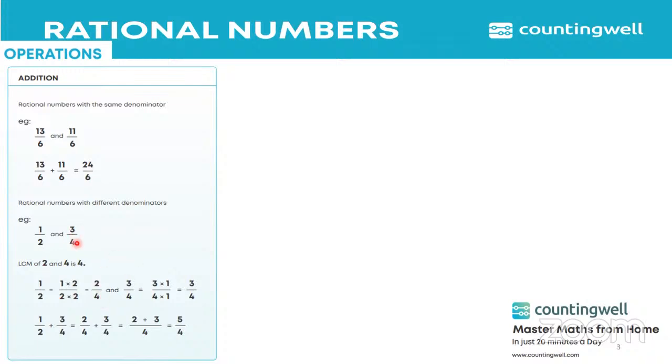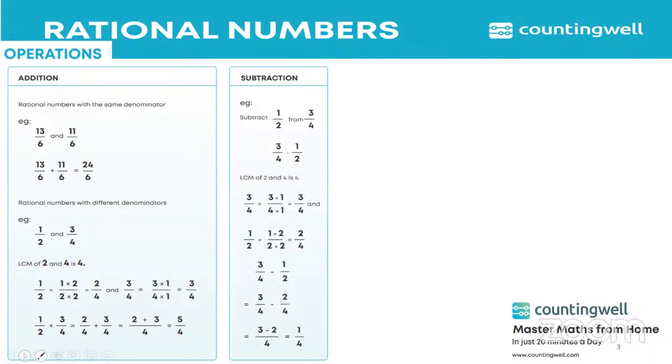Similarly, for the second rational number, which is 3 by 4, we have already 4 in the denominator. So no need to multiply by any number other than 1, or we can keep it as it is. So 3 by 4 will be as it is. Now we have two rational numbers with same denominator, that is 4. That's why we add their respective numerators. So we have 1 by 2 plus 3 by 4 equals 2 plus 3 by 4, which is 5 by 4.